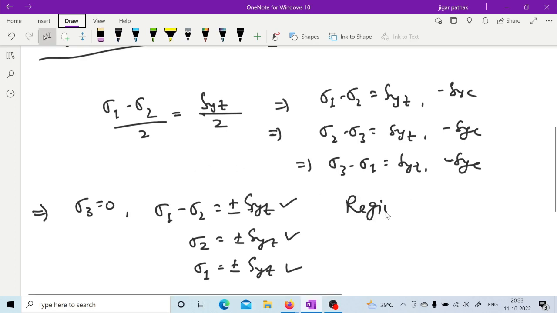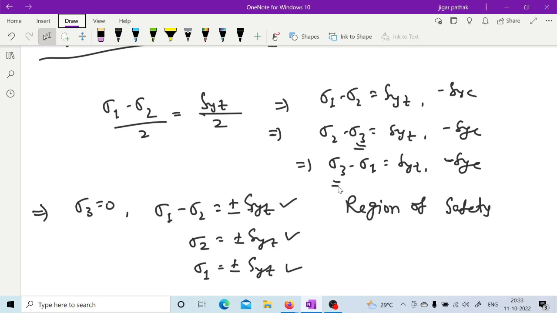Sir, how have you written that sigma 2 and sigma 1 have the same value, and also their subtraction? See, I simply made sigma 3 equal to 0. Are you getting it? Yes, sir. Okay, understood. So from that these equations have come. All these equations are going to help in defining this region of safety.